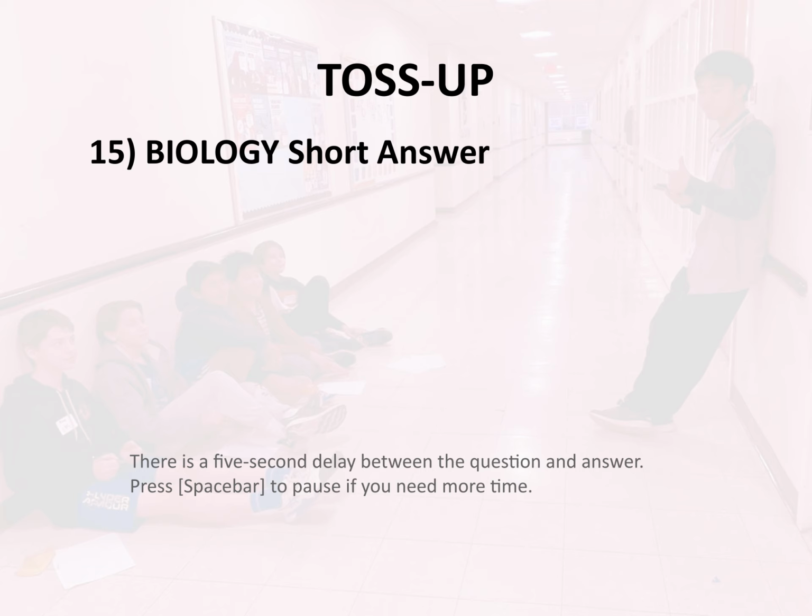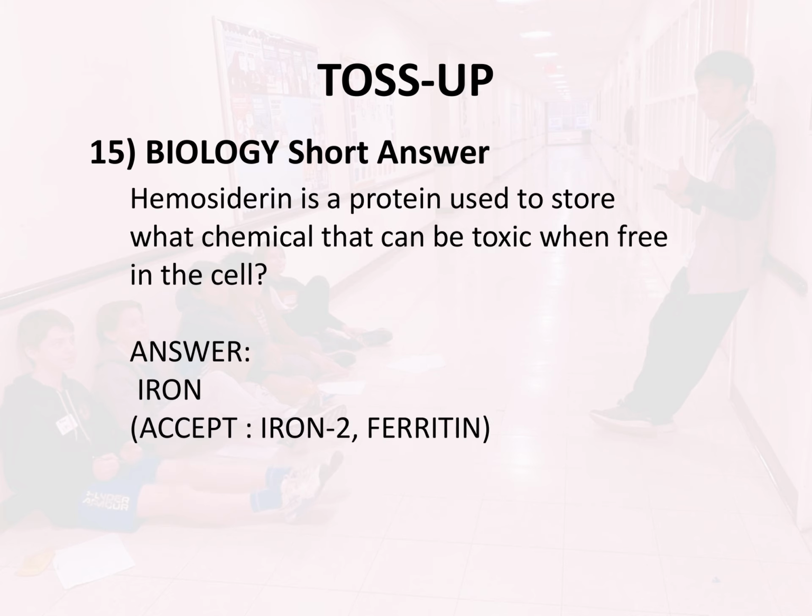Toss-up 15. Biology. Short answer. Hemosiderin is a protein used to store what chemical that can be toxic when free in the cell? Answer: Iron.